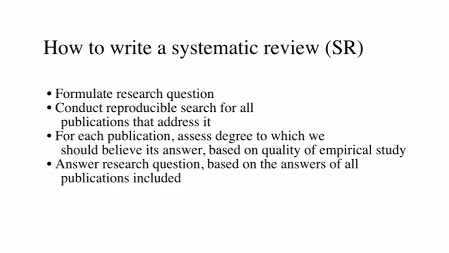Then, for each publication, one extracts the conclusion reached, that is, the publication's answer to the research question, and one assesses the degree to which one should believe it. Sometimes, and as recommended when writing guidelines, one weights the conclusion to reflect this degree. Last, the systematic review draws an all things considered conclusion based on the entire literature, taking into account the degree to which we should believe the conclusions reached by individual publications.